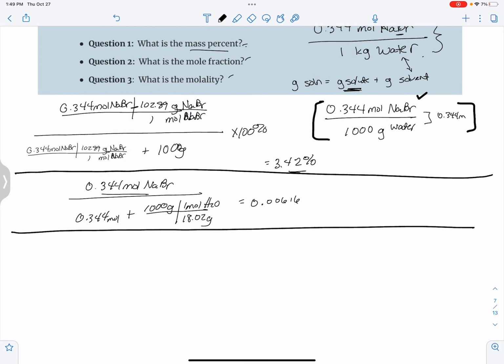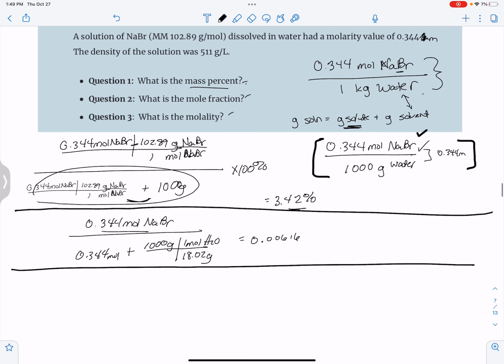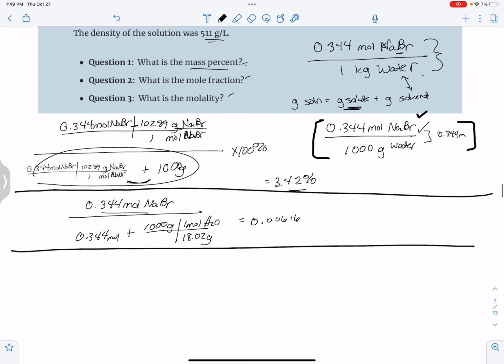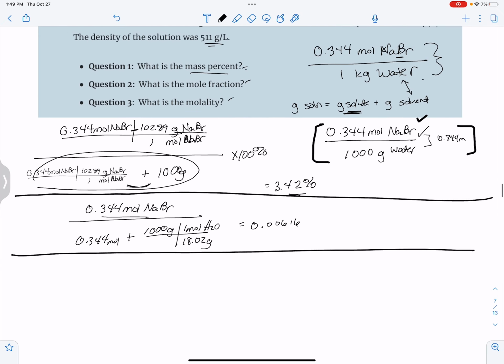Now this is for molality. I'm kind of starting with this information right here, but it could also be helpful to use this information right here, because this is going to get me to grams of solution. And if I can get to grams of solution, I can use the density to get to moles of solution. Let's see here. Okay.